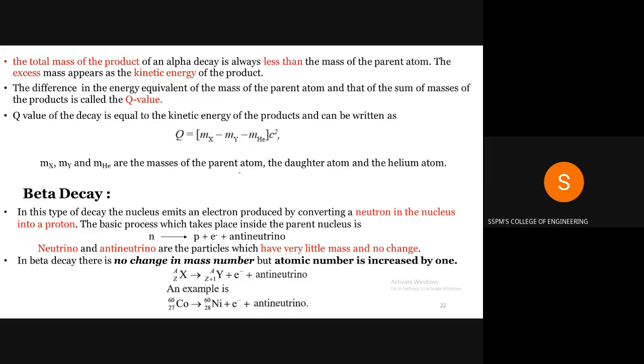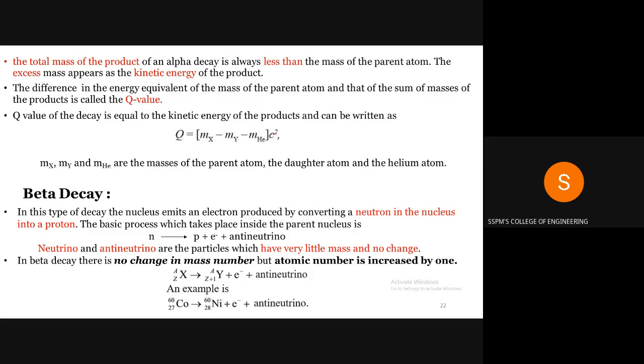The total mass of the products of an alpha decay is always less than the mass of the parent atom. The excess mass appears as the kinetic energy of the products. The difference between the mass equivalent of the parent atom and that of the sum of the masses of the products is called the Q value. The Q value of the decay is equal to the kinetic energy of the products and can be written as Q equals (mX minus mY minus mHe) into c square, with 2He4 as the helium nucleus.